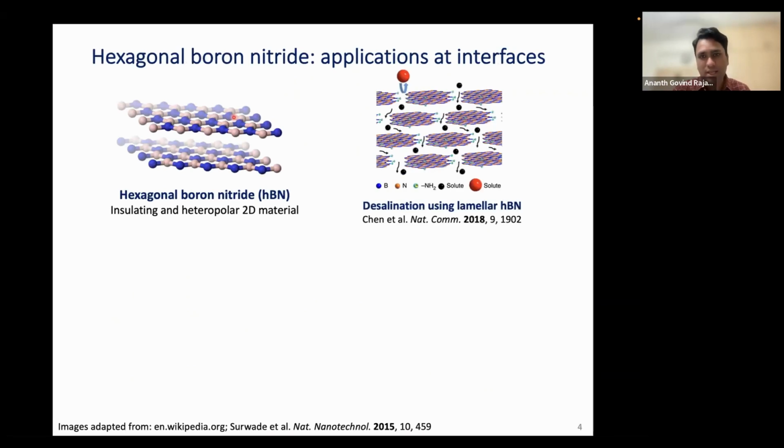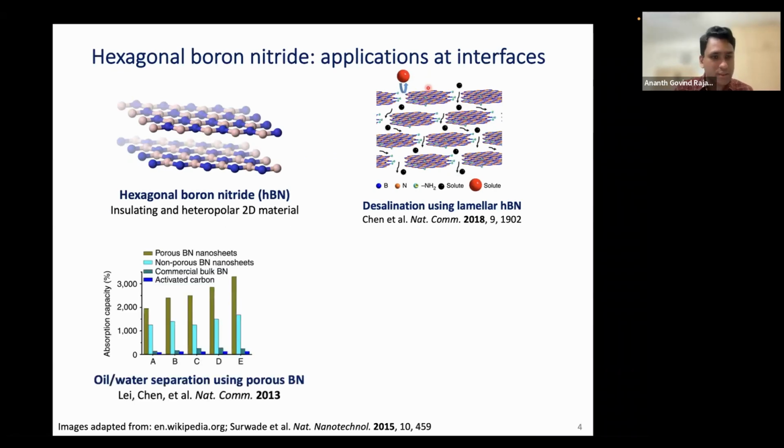Now, this is the example that I quoted earlier: experimentally, it has been reported that you could do desalination of seawater using lamellar hBN membranes. The other application that has been looked at is oil-water separation. Here again, you would want to tune the interactions between water, oil, and the 2D material, and try to use that to separate hydrophilic and hydrophobic phases.